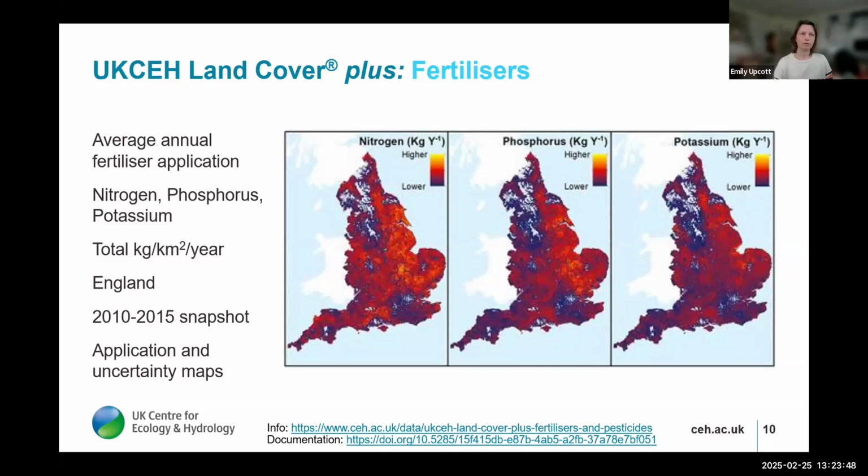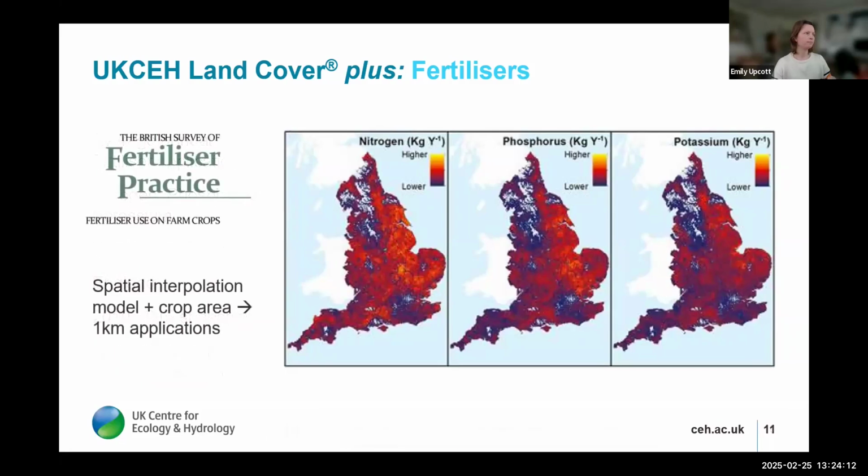So these products, unlike the crops, which is a vector, are a 1 kilometre raster product. And these data sets show us a snapshot of what fertilizer application was like in the years 2010 to 2015. For each fertilizer, we have an application map, and we also have a map of uncertainty as well. These data sets were produced using the British Survey of Fertilizer Practice data, along with some spatial interpolating and looking at the crop area, which was able to produce these 1 kilometre applications that we've got here.